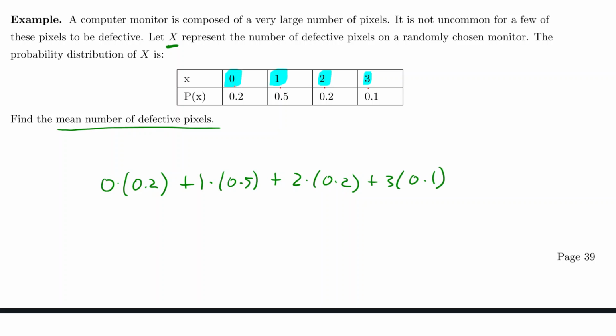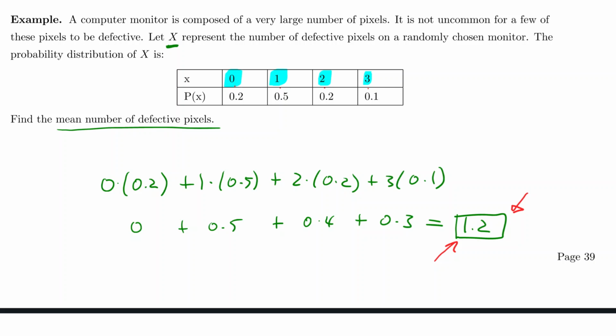So we add all these numbers. Well, let's multiply first: 0, 0.5, this would be 0.4 plus 0.3. And the expected value we get is 1.2. So let's be clear that this number we get here is not a probability value. 1.2 is not a probability. 1.2 is the expected number of defective pixels a computer could have. So we can expect a computer to have 1.2 pixels.